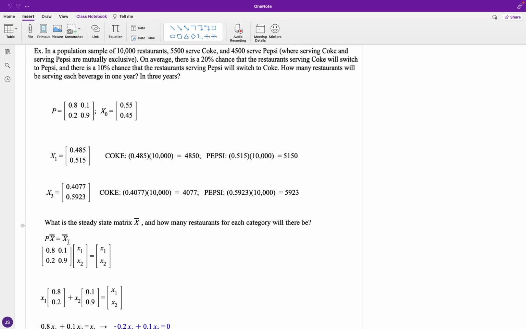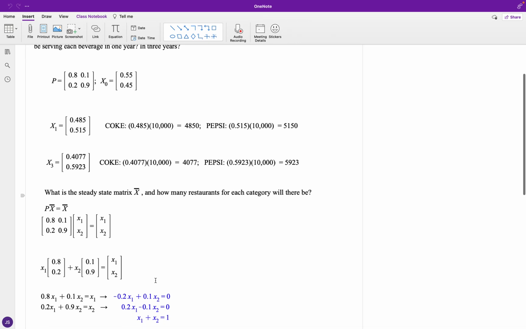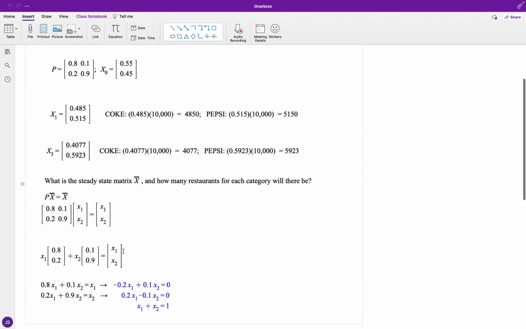So looking at, again, the steady state matrix equation. Okay, so you have the transpose probability matrix times the steady state is equal to the steady state matrix. And again, we had the transpose probability matrix at 0.8, 0.1, 0.2, and 0.9. And then just setting things up. So you have x of 1 times the first column of the transpose probability matrix, and then plus x of 2 times the elements of the second column from the transpose probability matrix, and that is equal to the steady state matrix elements.